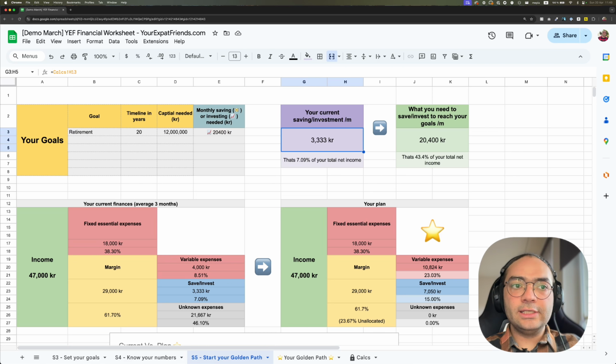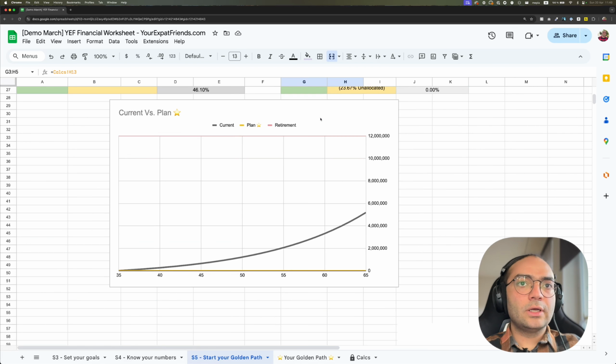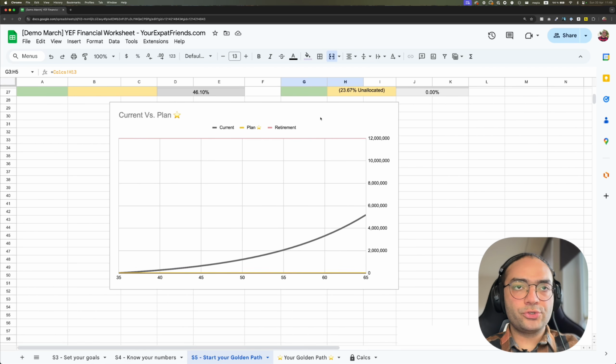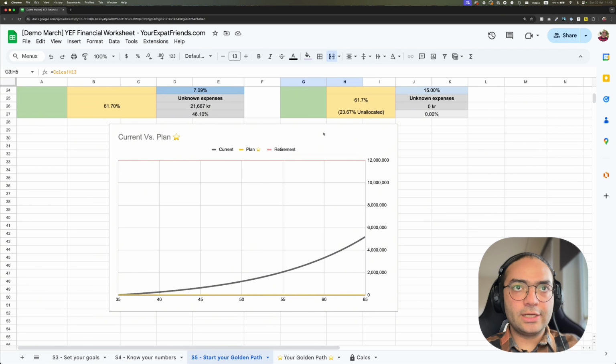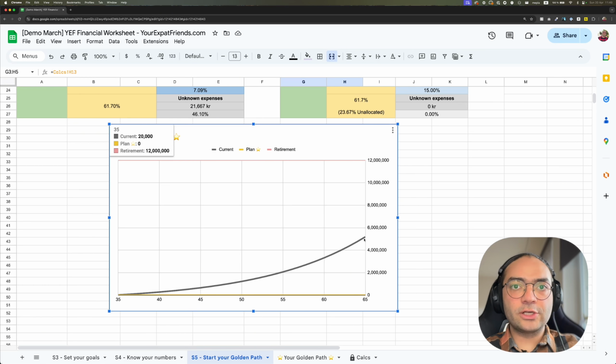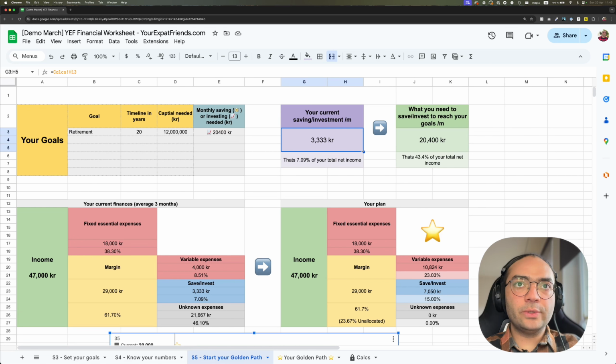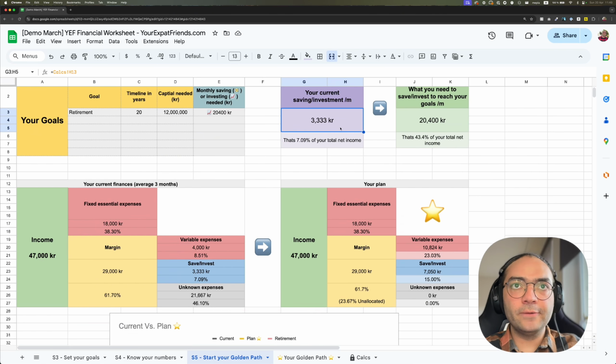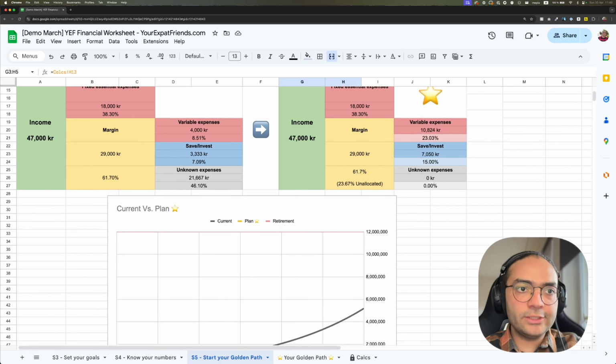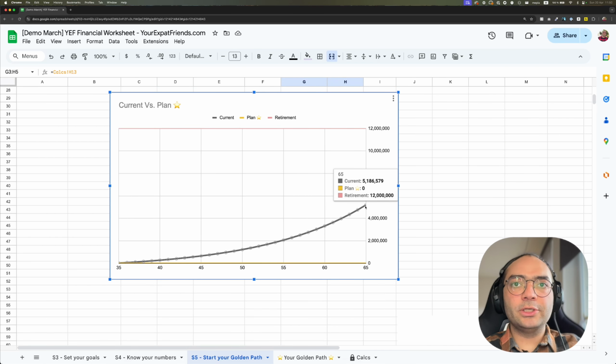In order to see this, I want you to look at this graph. So if you scroll down in your sheet, you can actually see this graph. This graph, the gray graph, shows you if you continue on the same path that you are right now. So if you keep saving the amount that you're saving right now, assuming that you're going to invest it in the stock market and get a return of 8% per year, if you continue on your current trajectory, this is how much money you're going to have by year.